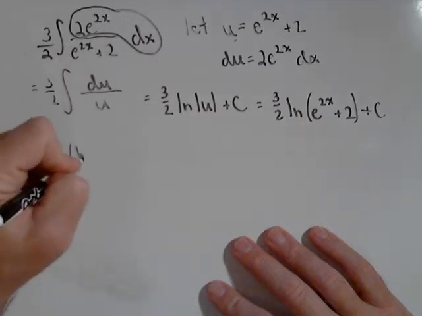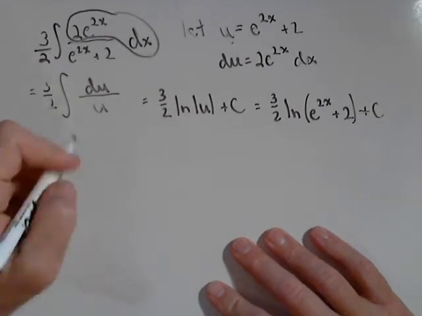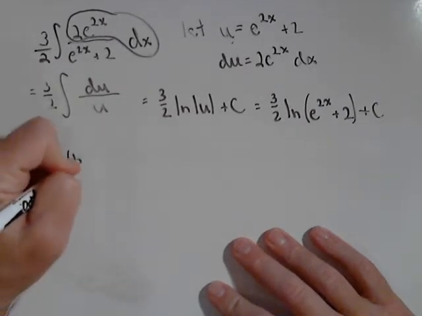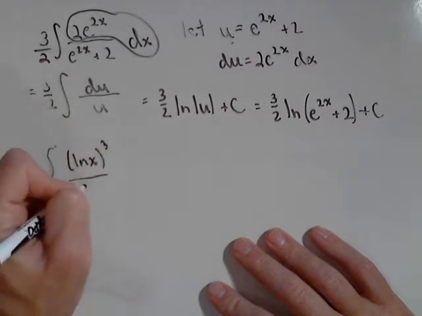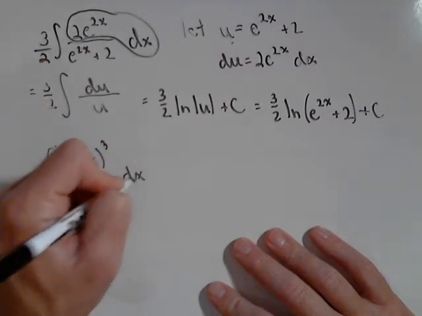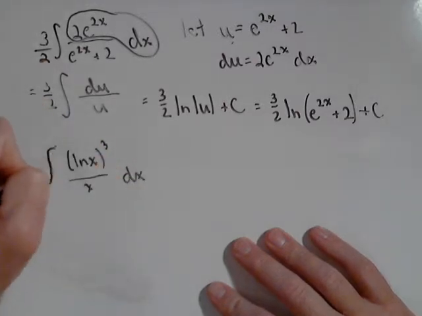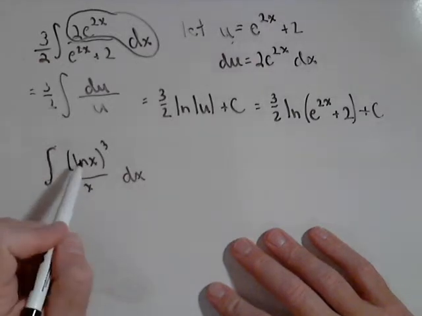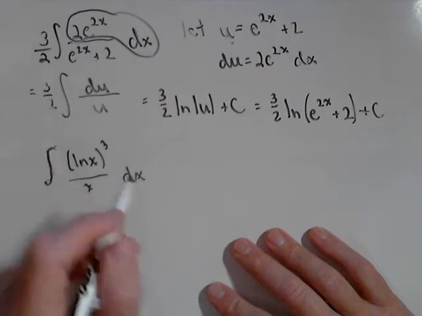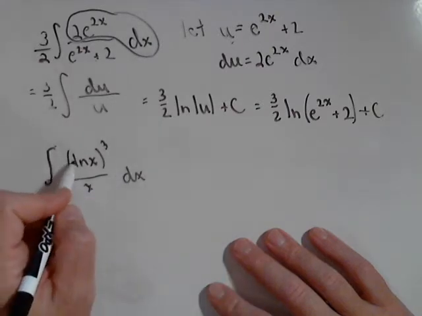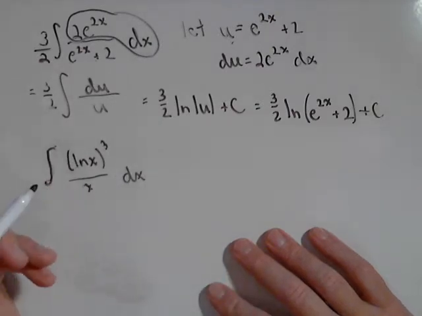So I have the ln of x cubed over x dx. Again, I'm going to have a u sub, and I see that because of the ln of x cubed on top and the x on bottom. Can't split up an integral over multiplication or division. Next thing I notice is I've got to figure out what my choice of u is.